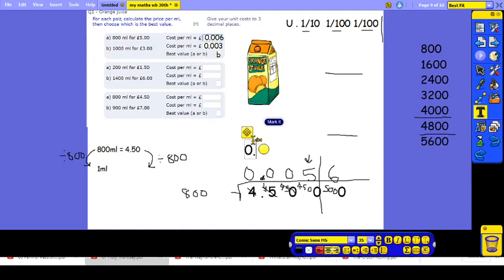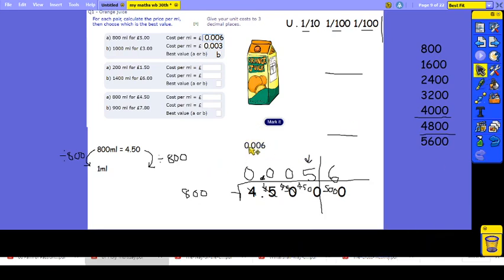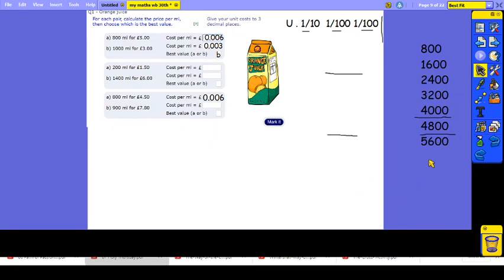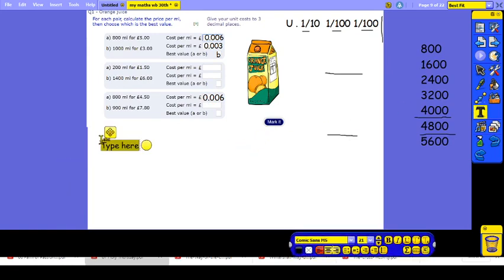So I've got 0.006 as the value it would be for this one here, for A. And then let's have a look at what it would be for B. So this time I've got 900 millilitres. It is going to cost me £7.80. What would it be for 1 millilitre?